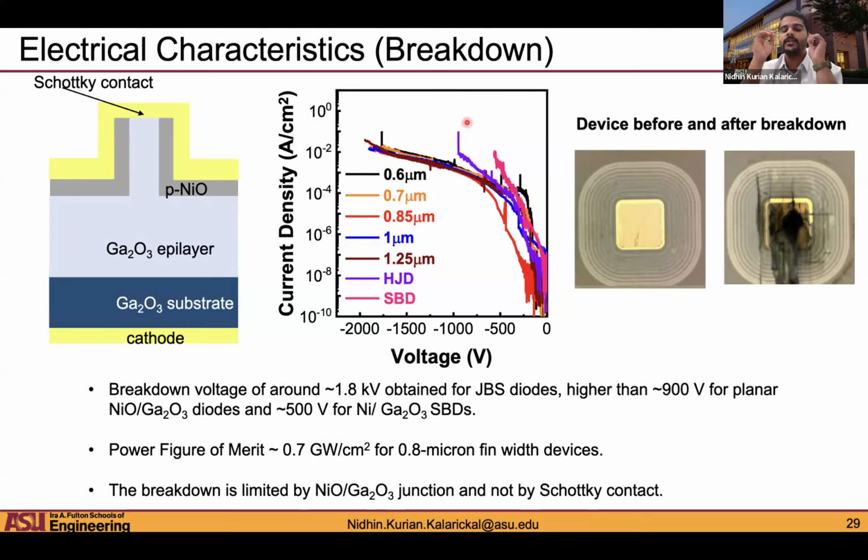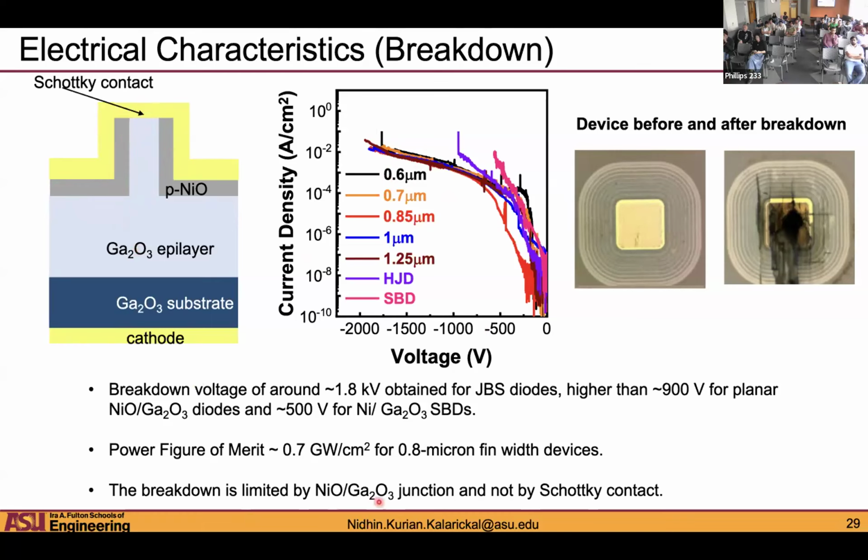And what this tells us is that the trench design and the field termination are actually working. But one thing this is showing is that we don't see much impact of the fin width, at least on the breakdown voltage. And what that is telling us is that the breakdown is actually just limited by the nickel oxide gallium oxide junction. It's not limited by the Schottky junction. So breakdown is limited by this junction and not the Schottky junction. Remember, as you change the fin width, it's really the surface field that reduces. So this field has a minimum. So the fin width has a minimal effect on it.